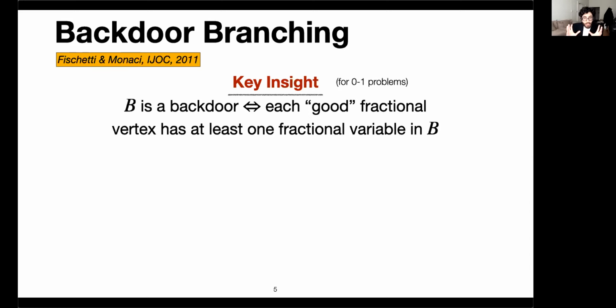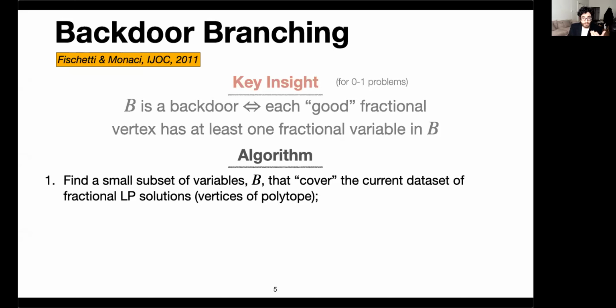So with that formulation, of course, there can be exponentially many such fractional vertices that you want to eliminate. This is where the computational challenges arise. But they proposed a constraint generation algorithm, which is kind of practical, in which you iterate 3 steps. First, you find a small subset of variables that cover a current data set of fractional LP solutions. So the way you get that is you run a bit of branch and bound.